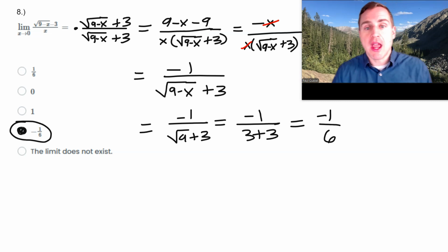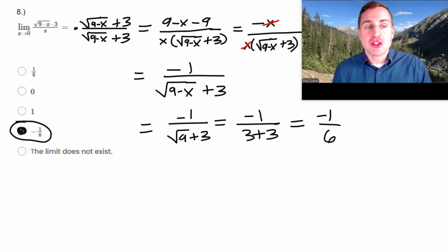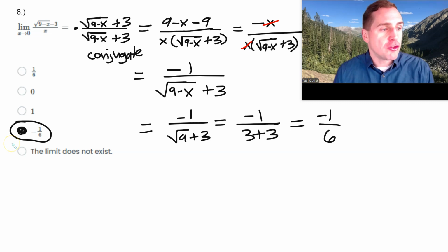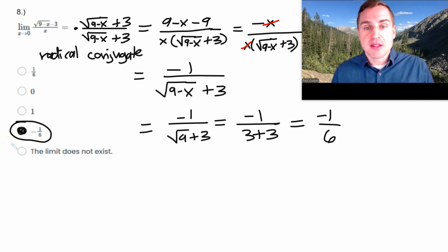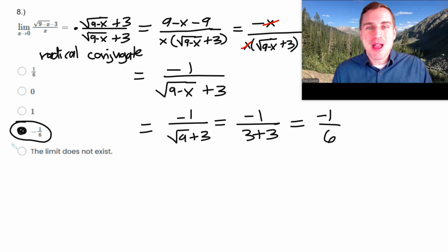So notice we were able to take something in indeterminate form, figure out what the limit value was by using reduction by multiplying by the conjugate. Remember, this was the conjugate, sometimes called the radical conjugate, because it has a radical with it as part of the binomial. Okay, hope that makes sense.